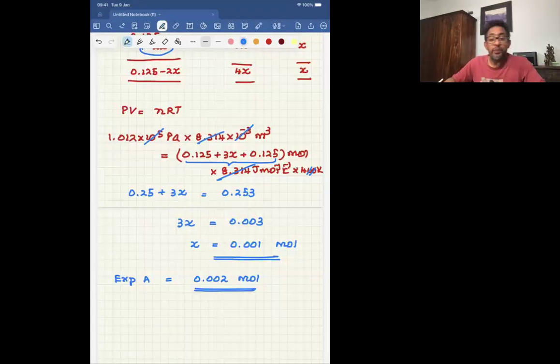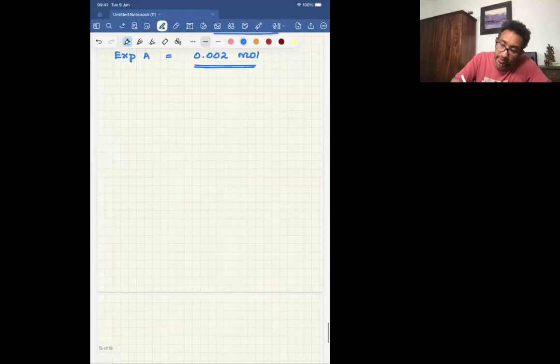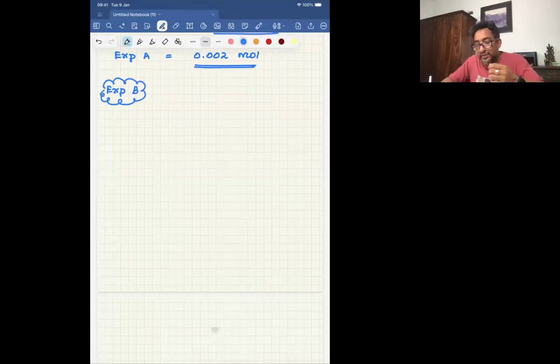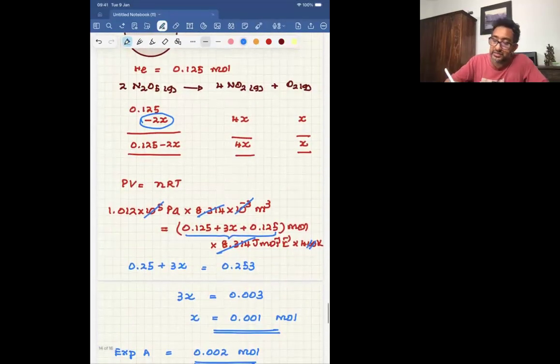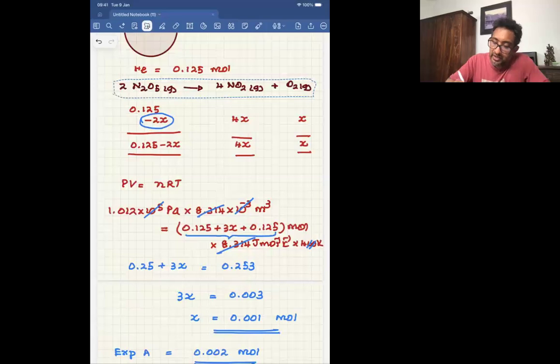Right. Let us do part B also. We'll do experiment B, part B. Experiment B has a very similar reaction, similar kind of thing, right? So maybe we will cut and paste. I'll cut this out, and then we should be able to do this.